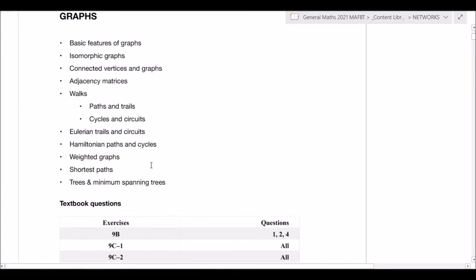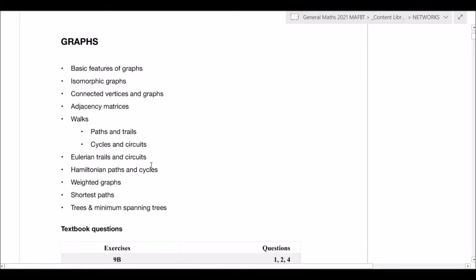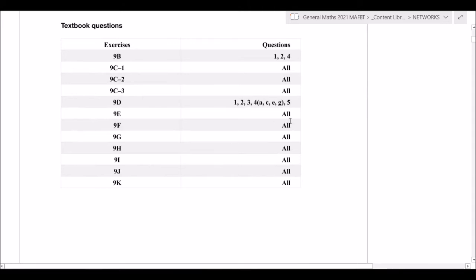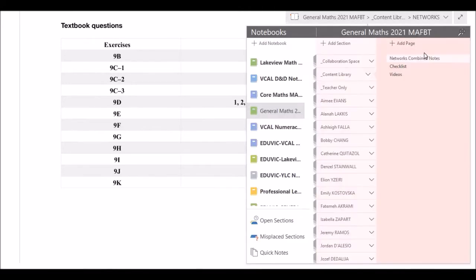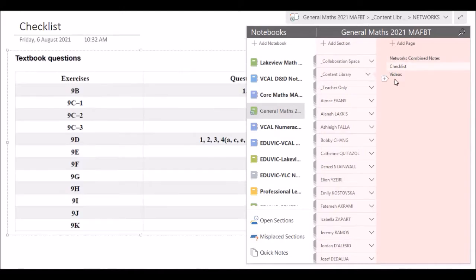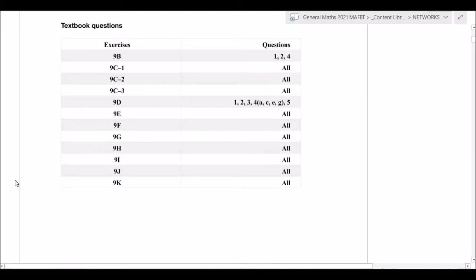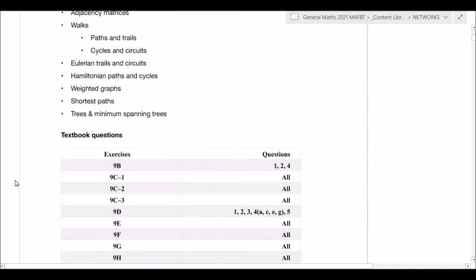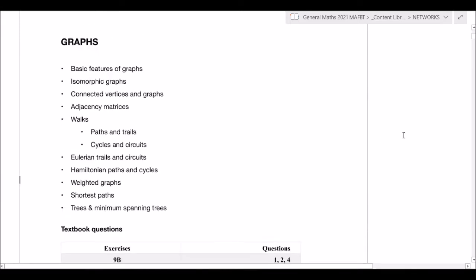Just a heads up, I don't want to hear anybody asking me, sir, what questions do we need to do? It is going to be on the first page of these notes. I've also made a checklist for you here. It's exactly the same one. So just look in our OneNote. It's all there. You'll be working through these exercises for the remainder of the term. And let's get to it.